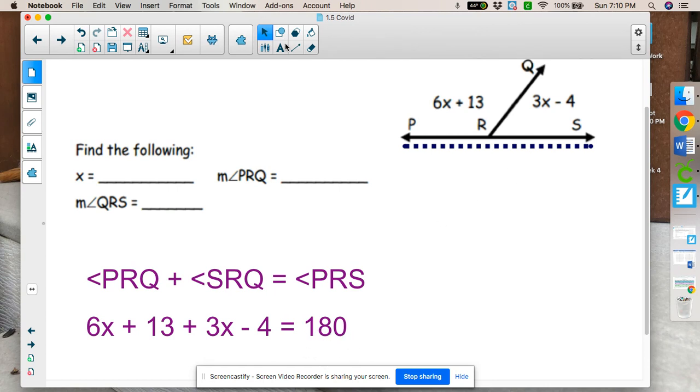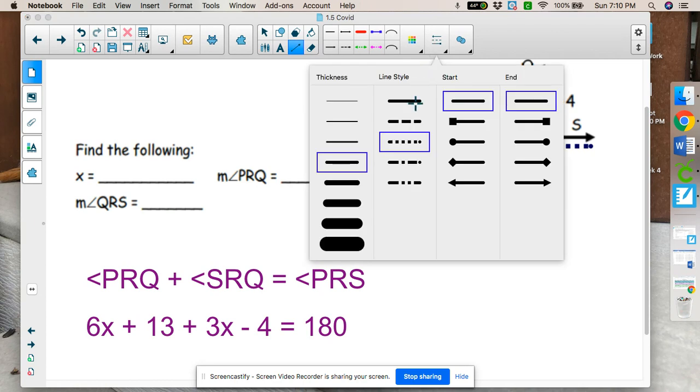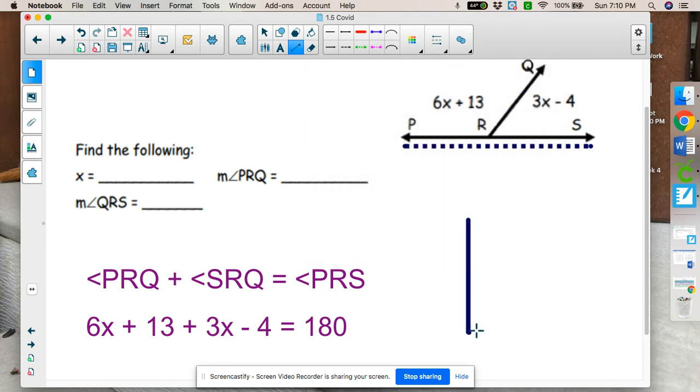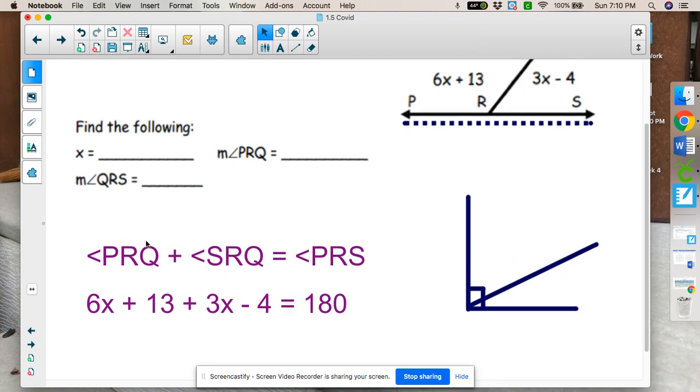They'll do this for you too sometimes if they give you a right angle. So if they give you a right angle here, again, it would have to be labeled because of the box. And then they break it up and it doesn't tell you what the sum is. Well, you automatically know you would set it equal to 90 degrees because of it being a right angle. So just watch out for that. So what I want you guys to do now is solve this equation for x, and then you'll need to plug it into PRQ and SRQ, or QRS.